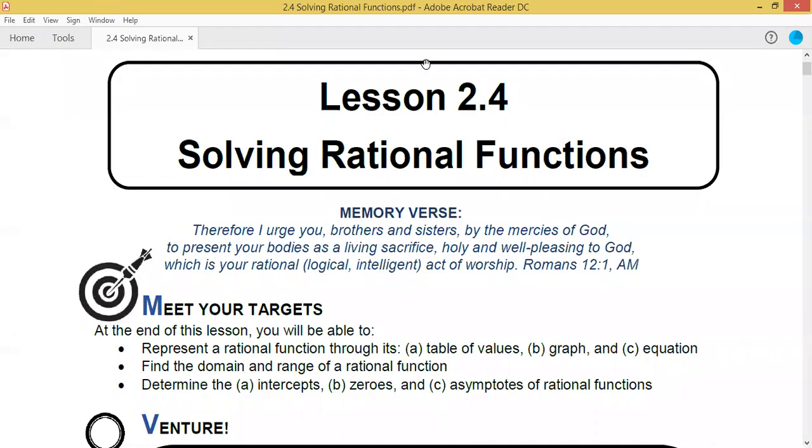Good day. Today we are going to have lesson 2.4. It's about solving rational functions. Our memory verse is found in Romans 12 verse 1.